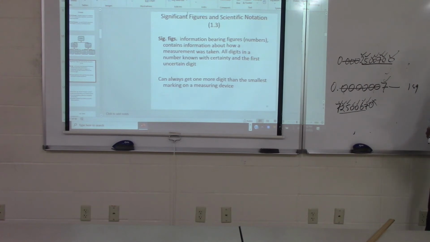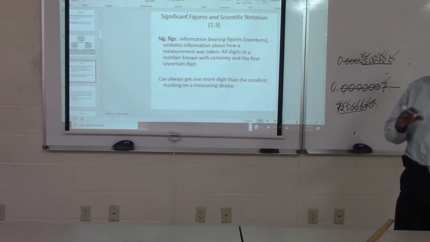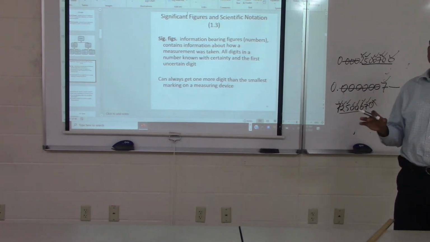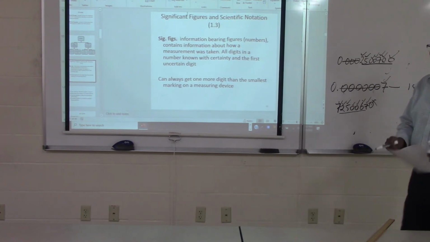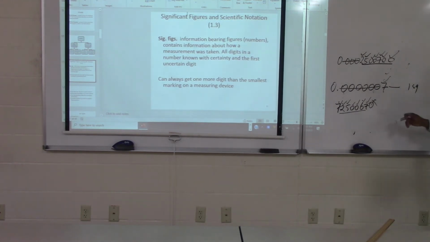Now remember which ones are non-significant. Trailing zeros in a non-decimal number are also non-significant. And the last rule says infinite significance. If I have a number in a formula like 4 by 3 pi r cube, this type of number in a formula is called infinite significance.